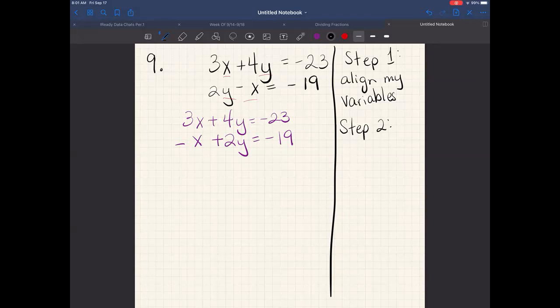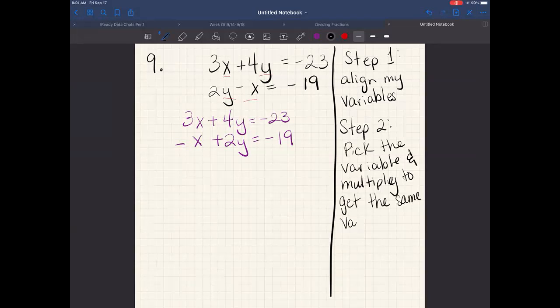Okay, so step two is pick the variable and multiply to get the same value. It's a long step, but it's not really. Okay, so I need to multiply this bottom equation by what number again? 3. So everything gets multiplied by 3.